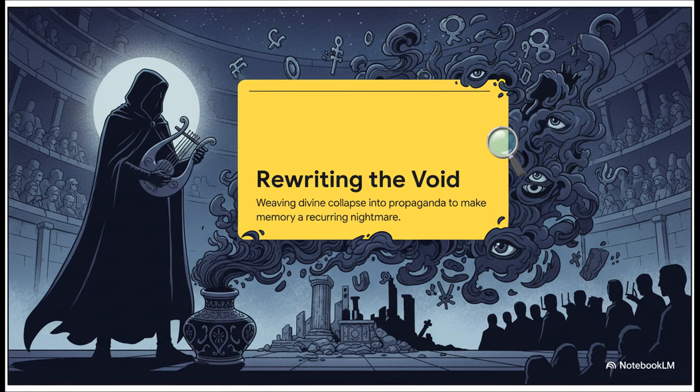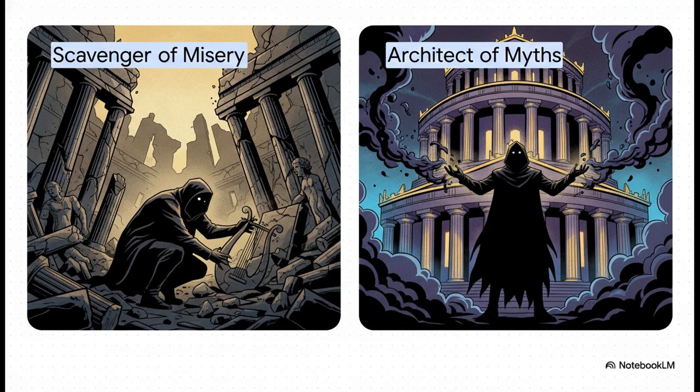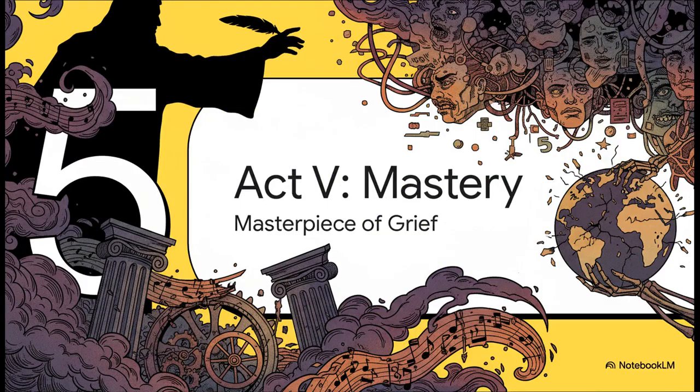He takes divine truth, dissolves it completely into the mist, and then uses that mist as a dark inkwell to write his entirely new reality. At this point, he's no longer just a scavenger of misery, just passively observing the tragedy from the sidelines. By filling that spiritual vacuum with his fabricated stories, he has fully evolved into an architect of myths. He is fabricating the new world's memory from the ground up, using the literal ink of destroyed truths. Finally, we hit Act 5, Walking into the Ash, the masterpiece of grief.